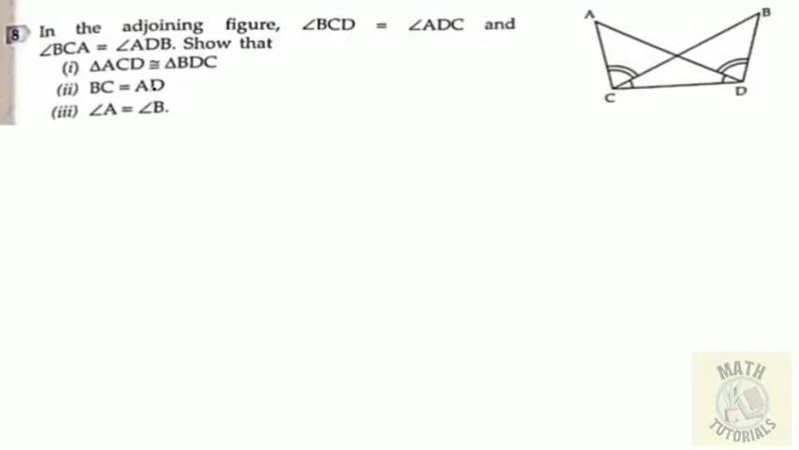Problem number 8. In the adjoining figure, angle BCD is equal to angle ACD and angle BCA is equal to angle ADB. Show that triangle ACD is congruent to triangle BDC. Number 2, BC is equal to AD and angle A is equal to angle B.